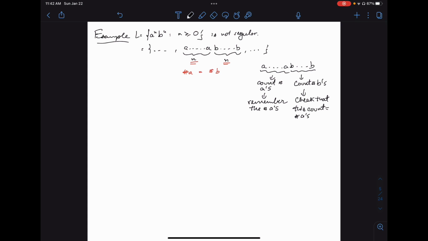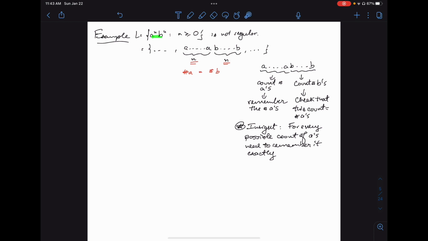And so the key insight here is that for every possible count of A's, you need to remember it exactly. But there isn't any bound on the number n here. n is unbounded.